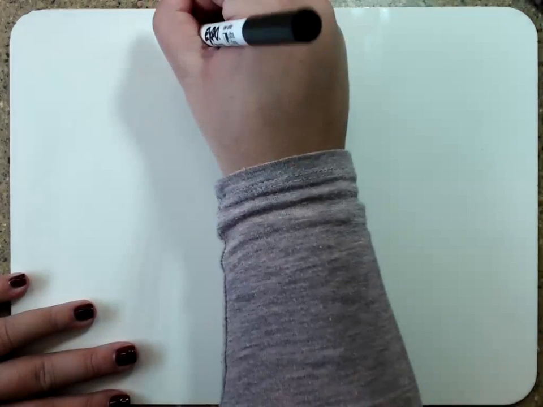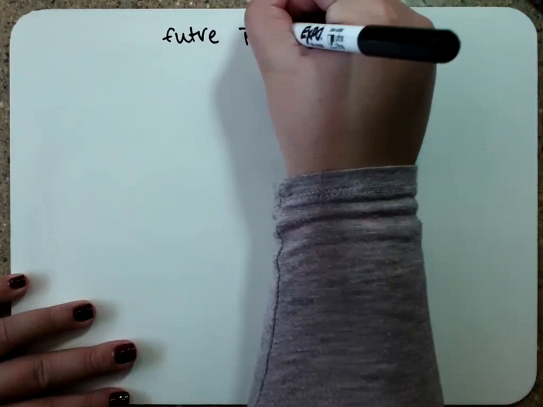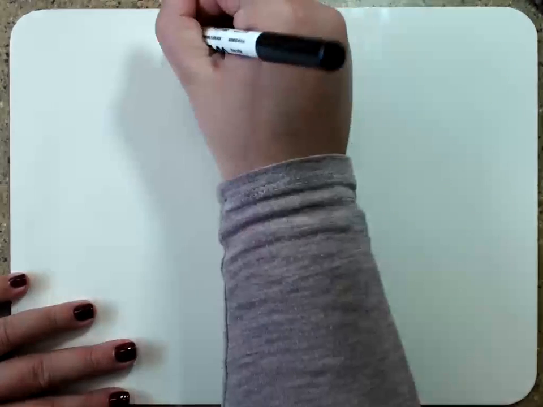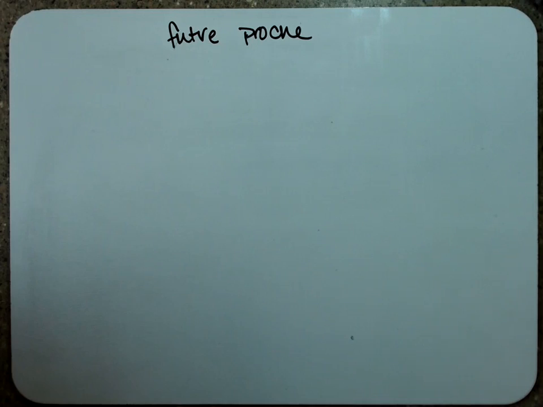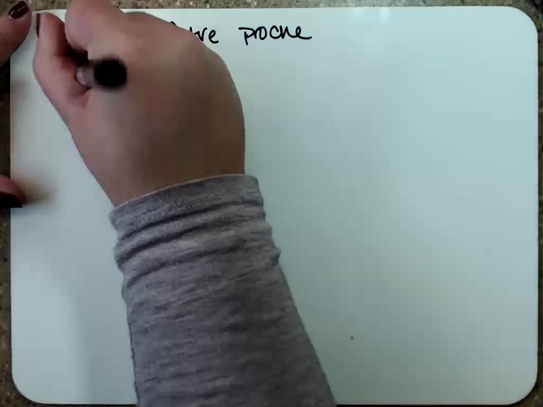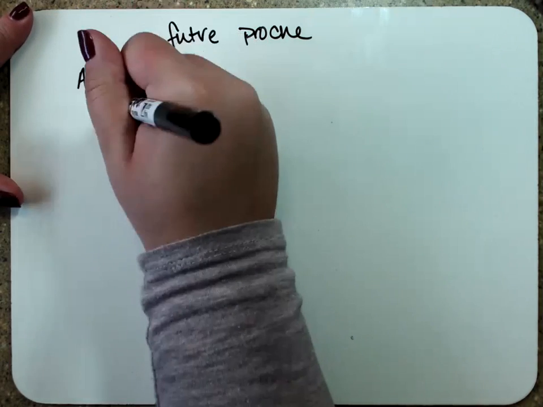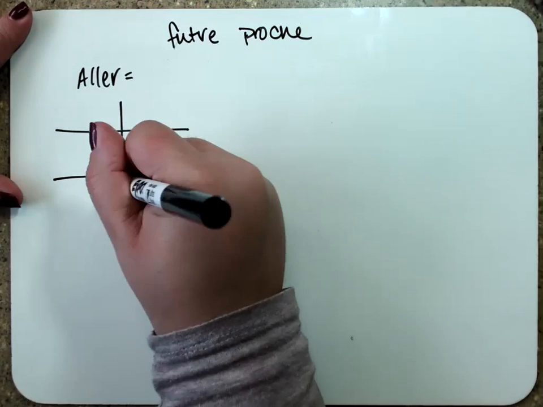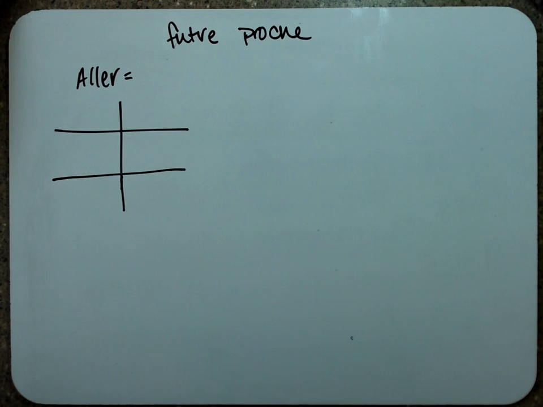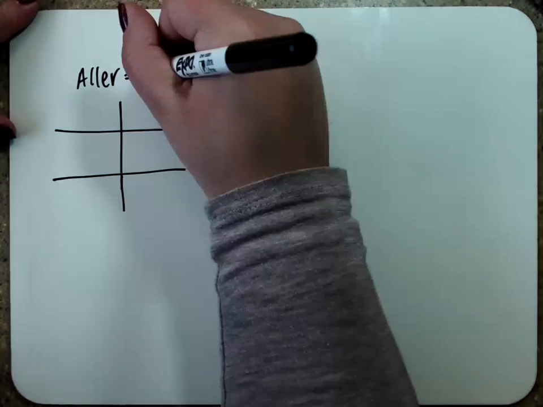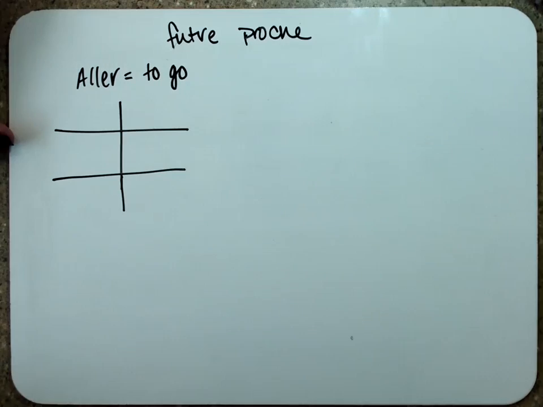Aujourd'hui, on va parler au sujet du futur proche. So today we are going to talk about the futur proche. And in order for us to talk about the futur proche, we first have to do a little bit of background work. So before we even start talking about futur proche, I want to make sure that we can conjugate the verb aller, because without conjugating the verb aller, we are not going to be able to form the futur proche.